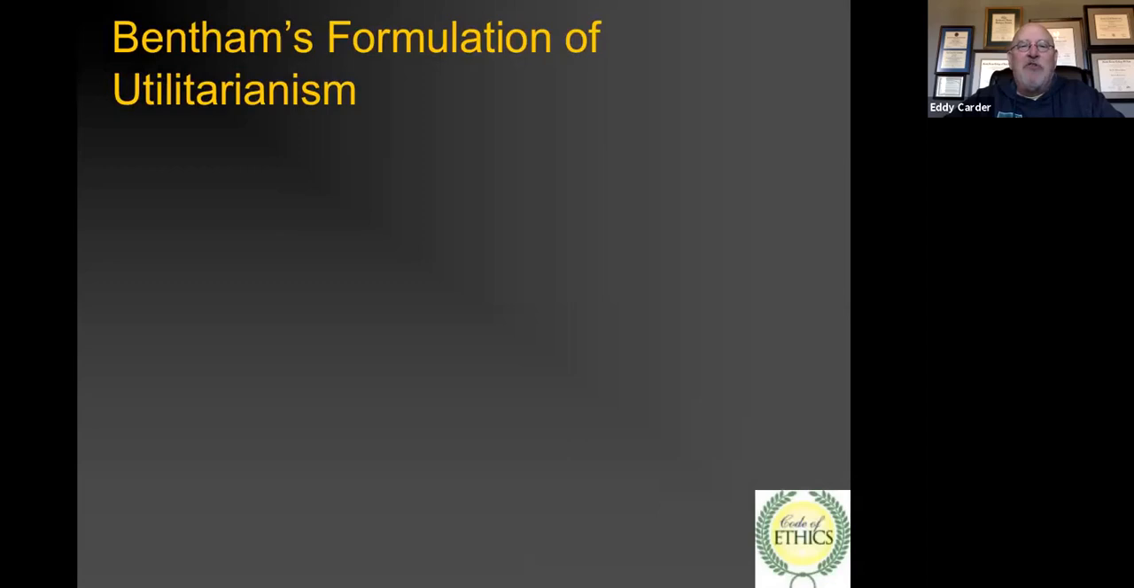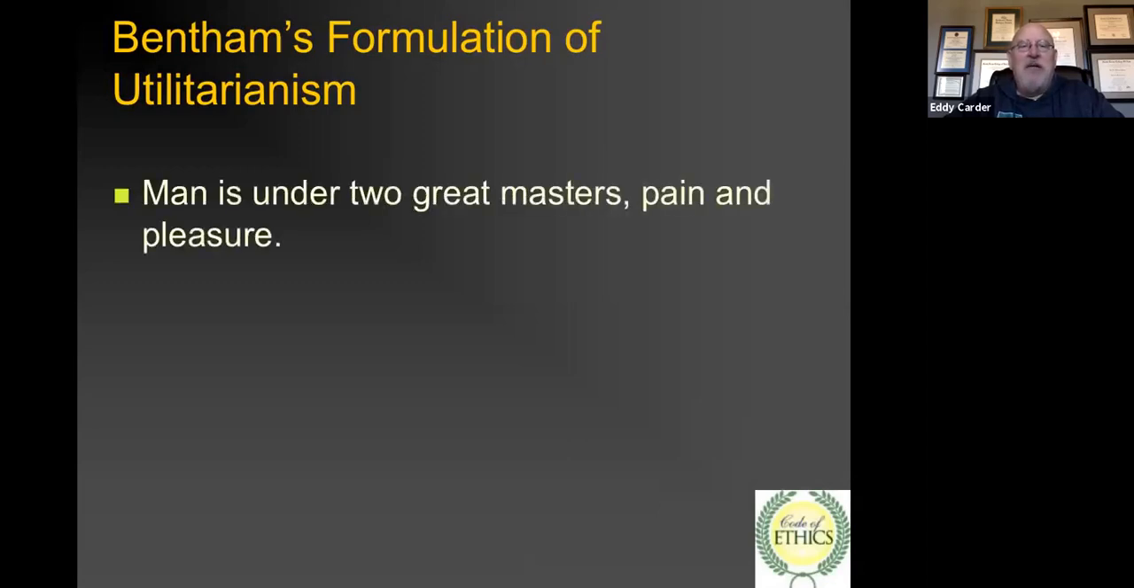So let's talk about Mr. Bentham's formulation of utilitarianism. First of all, Mr. Bentham says that humanity, or man, in his words, in his day, we would say humanity today, is under two great masters. We are governed, we are dominated, we are dictated by two great masters. One of those masters is pain. We avoid pain. And secondly, the other master is pleasure. We pursue pleasure. So we eschew pain, we try to stay away from that which is uncomfortable, and then we pursue, we desire pleasure. Now, when he speaks of pleasure, he's not just speaking of physical pleasure, he's speaking also of intellectual pleasure, social pleasure, cultural pleasure, etc.